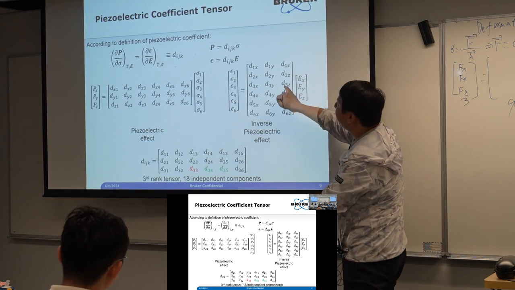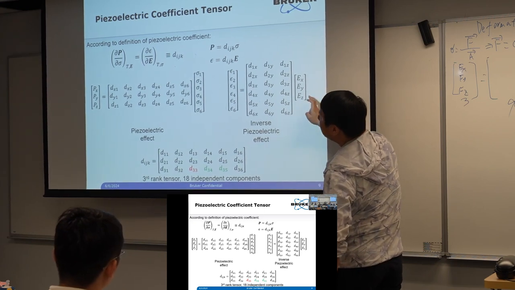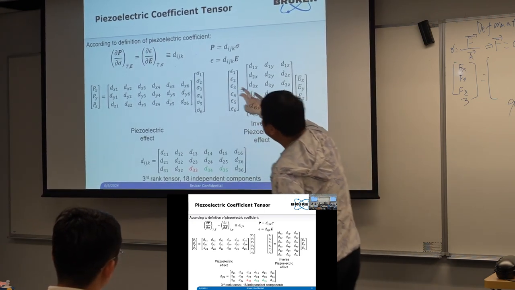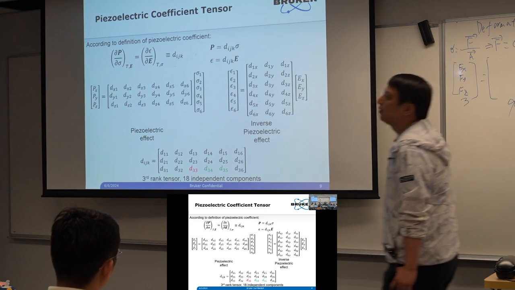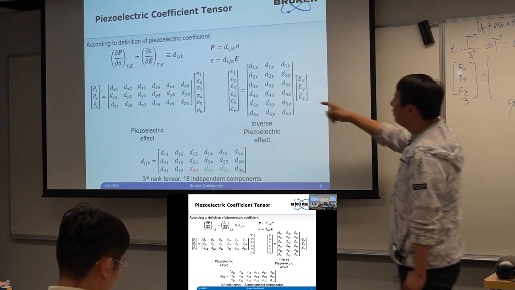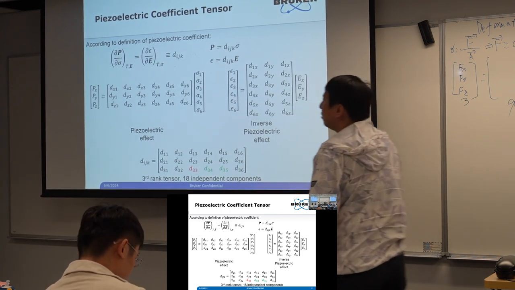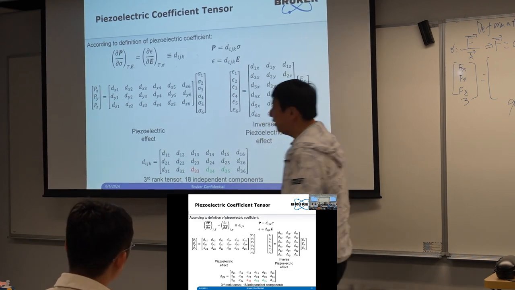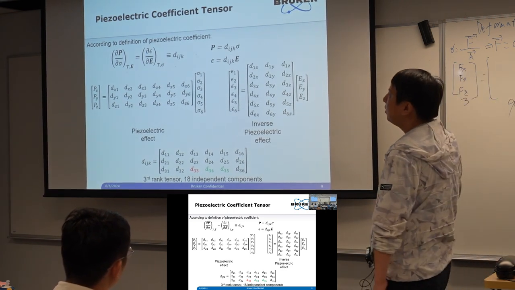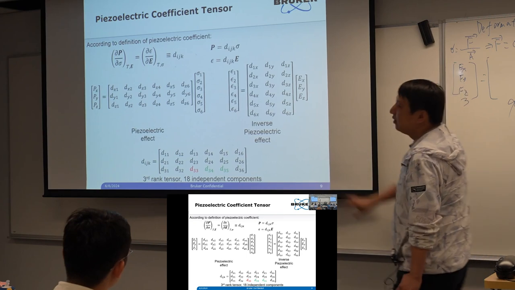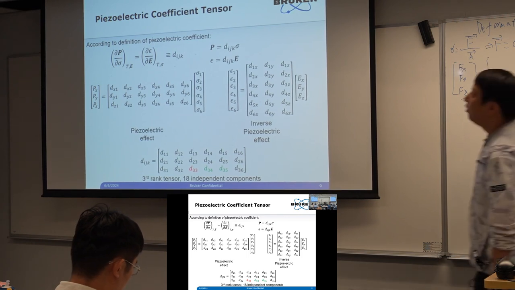Or we can understand it here: the electric field in the Z direction causes the deformation in the Z direction, along the Z axis. So that's our definition of D33. Of course, we have the D34 and the D35. Those are other famous components we will use in our later PFMs. Okay, so this is about the tensor way to describe the piezo coefficients.